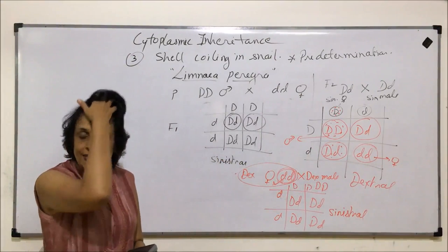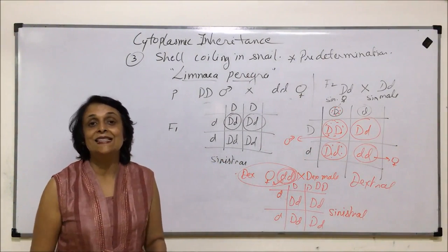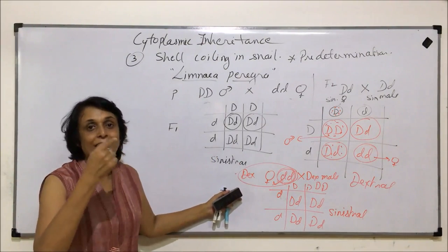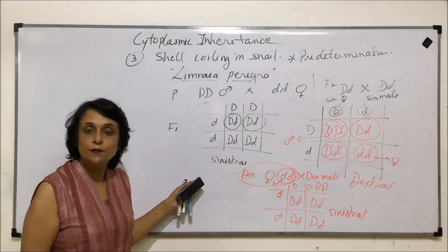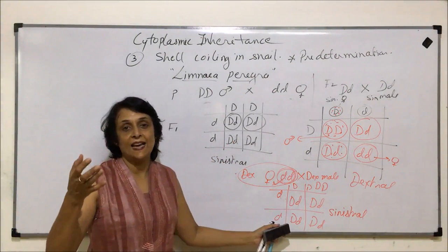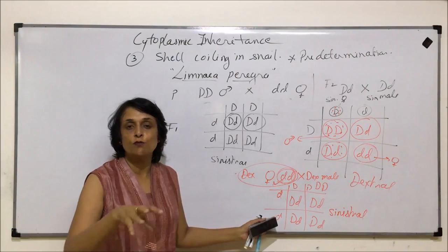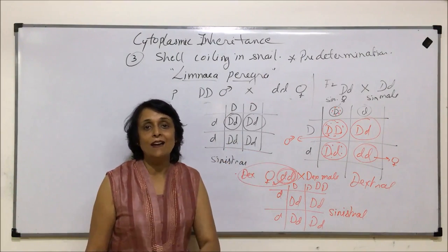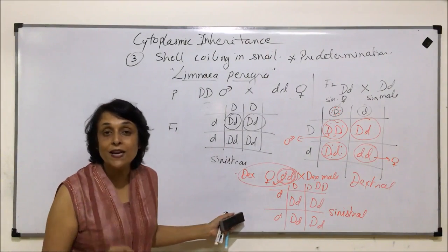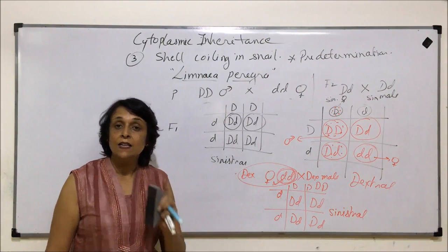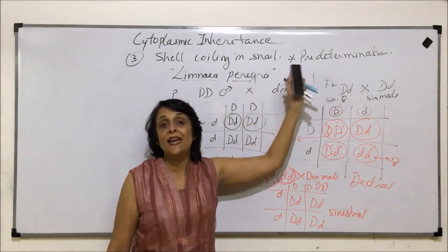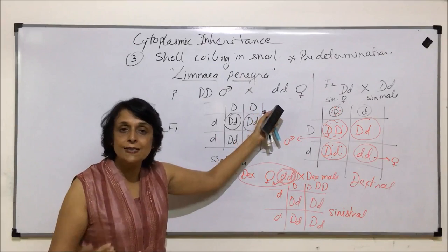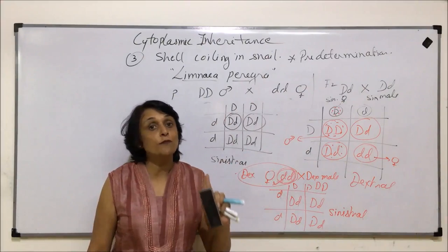This is very important to understand: the shell coiling of a progeny is decided by what is present in the cytoplasm of the egg. That means previous generation. And that cytoplasm is coming from the mother. Or in other words, shell coiling is pre-decided. What will be the coiling of the shell of the offsprings which will be produced in F1 depends on which type of egg the mother produces. If those eggs have protein, the offsprings will have dextral coiling. If the egg is without protein, in spite of having dominant D, the offsprings will have sinistral coiling. And that is why we use the term predetermination. Though it is cytoplasmic, it is decided before the progeny is actually formed. It is decided at the level of gamete formation of the female parent.